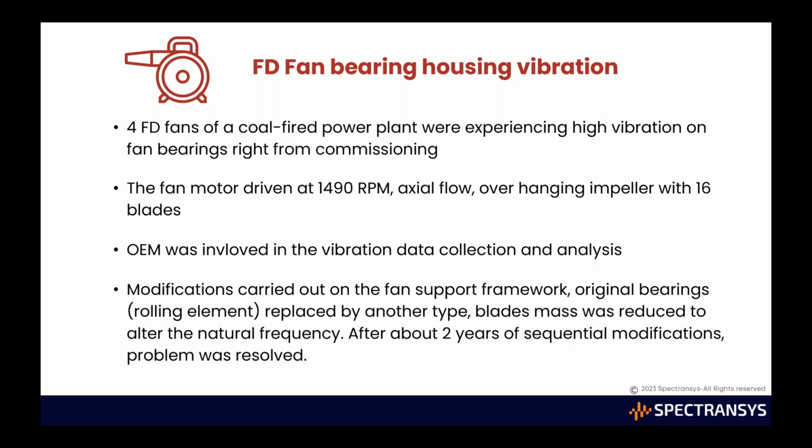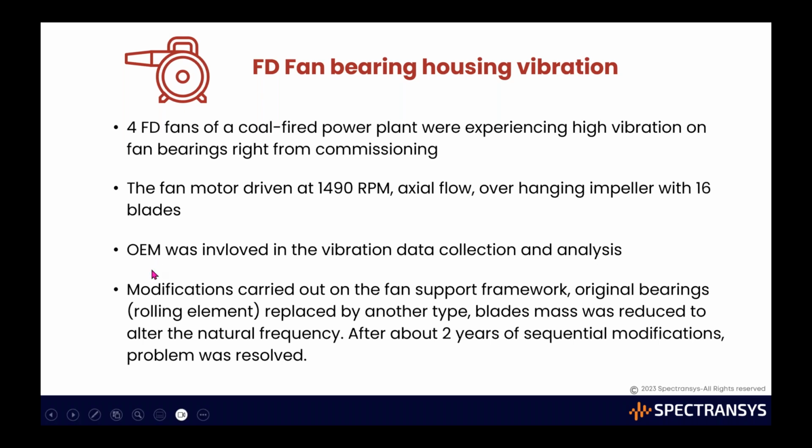This is again related to FD fans, that is the forced draft fans in a coal-fired power station there. And this is again a large motor. It is around 1 megawatt or 1.5 megawatt in power. So the fan drives a 1490 RPM axial flow fan, and it's an overhanging type with an impeller with 16 blades. Now these machines are having problems right from the day one of the commissioning itself.